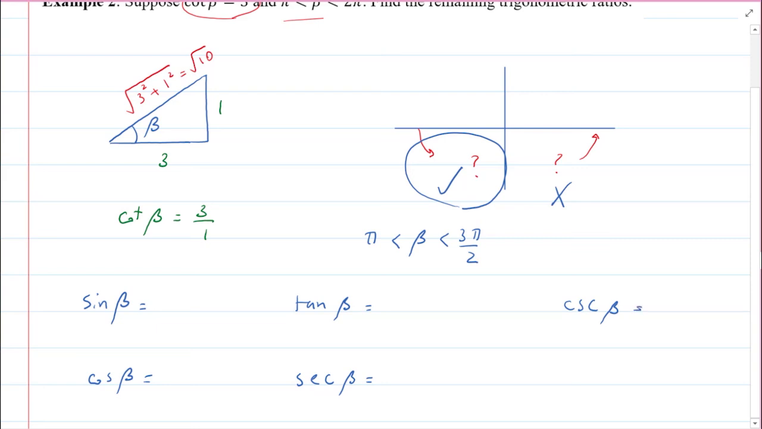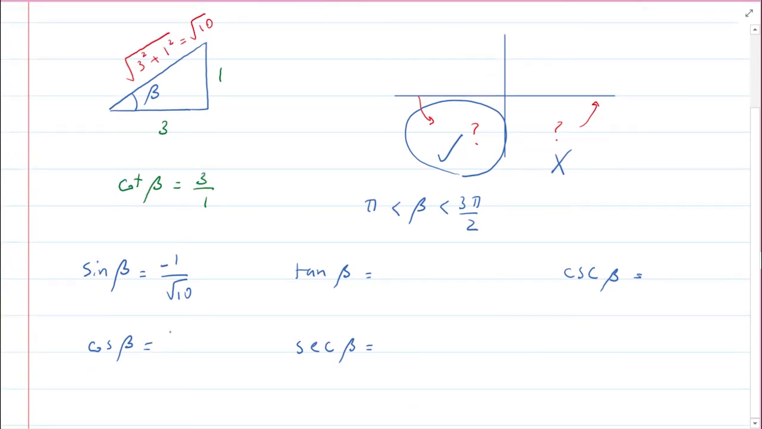So as you see here, I can use the sides to find all of these ratios. So sine is opposite over hypotenuse, 1 over root 10. At the same time, I know I'm in the third quadrant, so sine must be negative. Cosine is adjacent over hypotenuse. And I also know that cosine is negative in the third quadrant. Tan is opposite over adjacent, and tan is positive in the third quadrant.